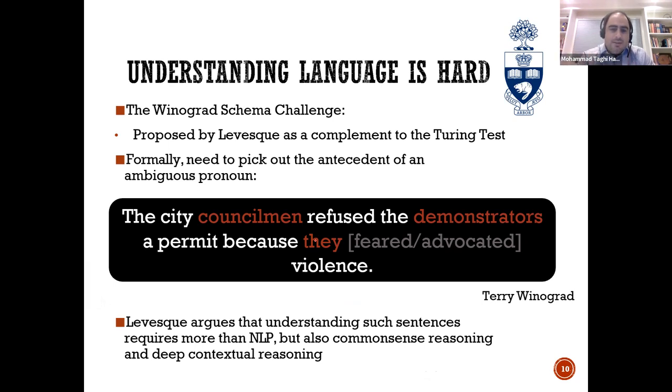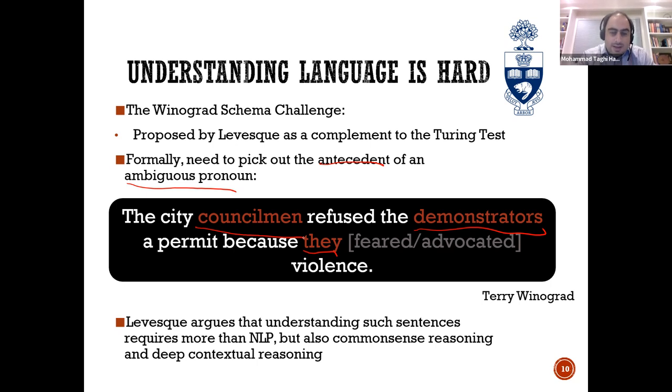Even a simpler thing: this test was suggested by Levesque, as a complement to the Turing test. Just see the sentences. Can we pick out the antecedent of an ambiguous pronoun? For example, the city councilman refused the demonstrators a permit because they feared violence. So the question is whether they refers to the demonstrators or to the councilman.